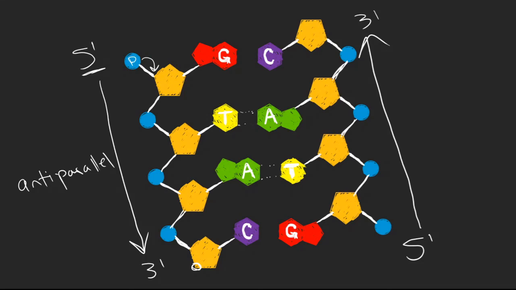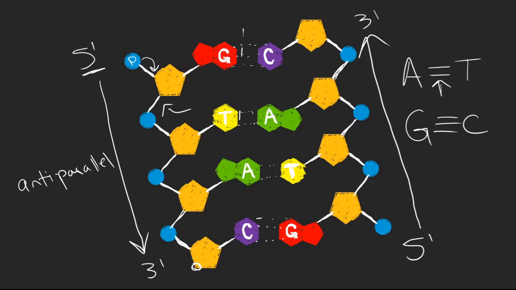And I'm representing those bonds that connect them with dotted lines because they are weak bonds. They're called hydrogen bonds. They're not the same as these covalent bonds over here, which is good because we actually need to be able to split the DNA down the middle at times to replicate and get the information out of it that we need. A and T always pair together, and they have 2 hydrogen bonds that connect them. G and C always connect together, but they have 3 hydrogen bonds that connect them. So this explains Chargaff's rule, and this is known as complementary base pairing.